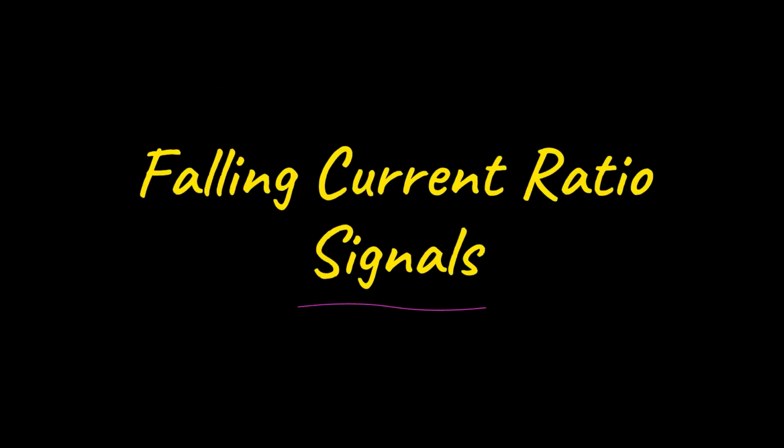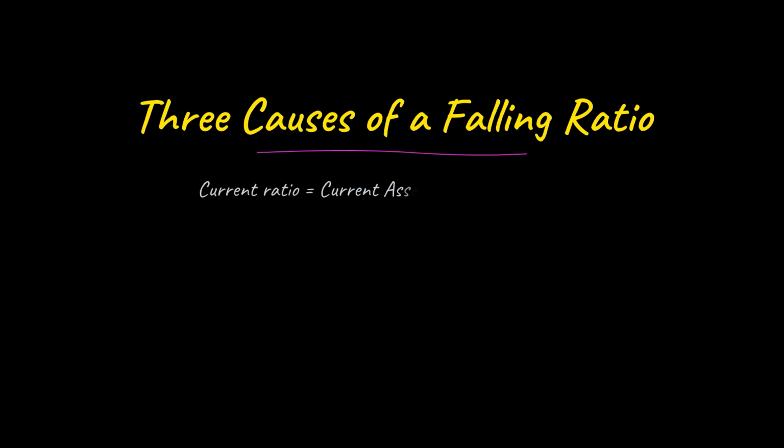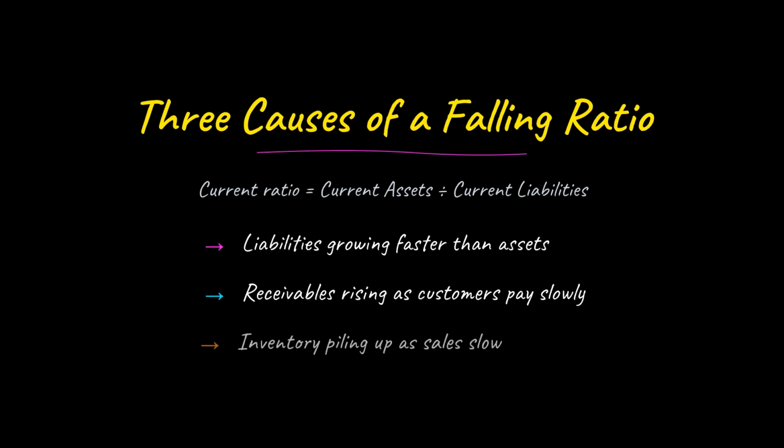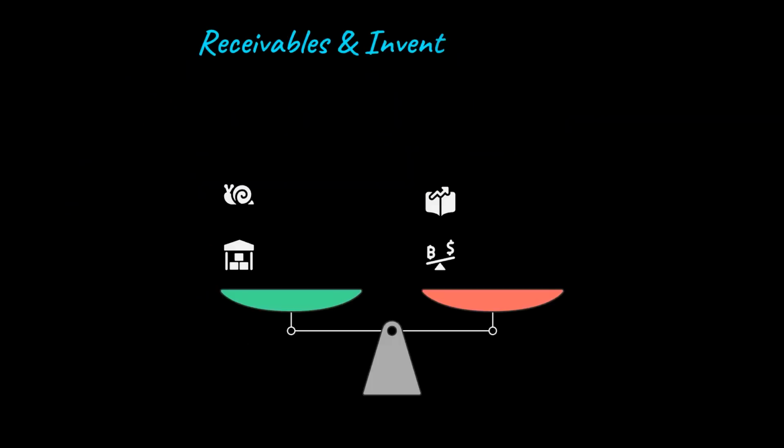When a company's current ratio declines over time, it signals mounting pressure on short-term liquidity. Understanding what drives that decline and how to respond is the core skill tested here. The decline can stem from 3 distinct sources: liabilities outpacing assets, customers taking longer to pay, or unsold inventory accumulating. Each pattern points to a different underlying problem and calls for a targeted management response.